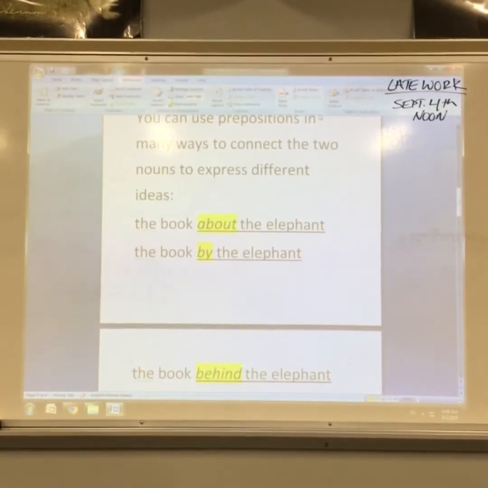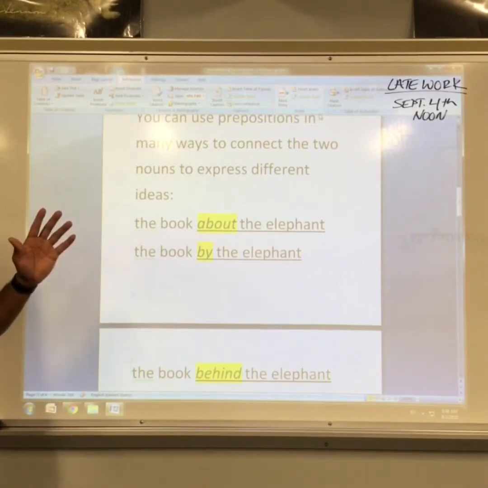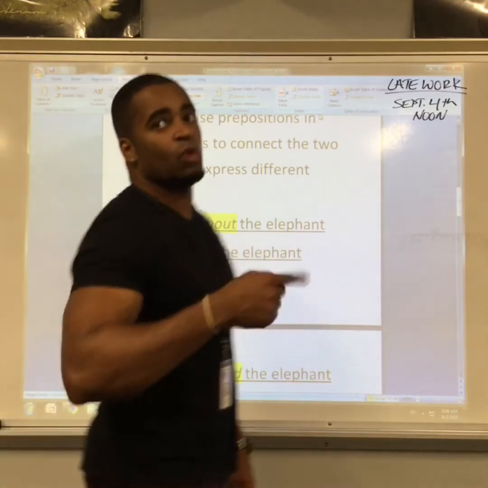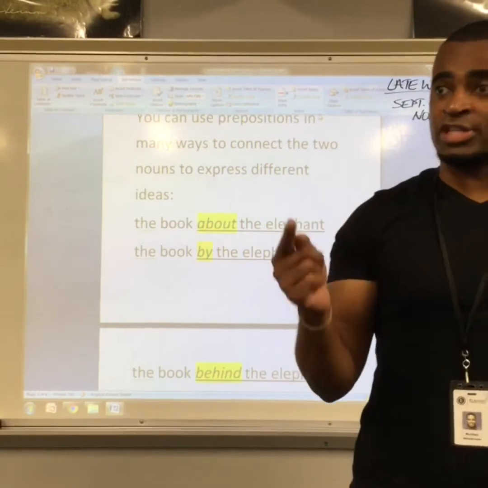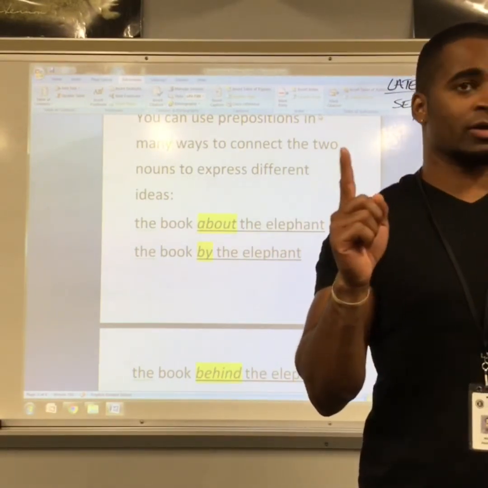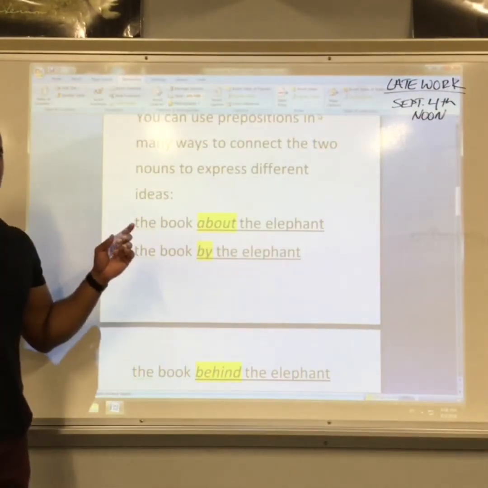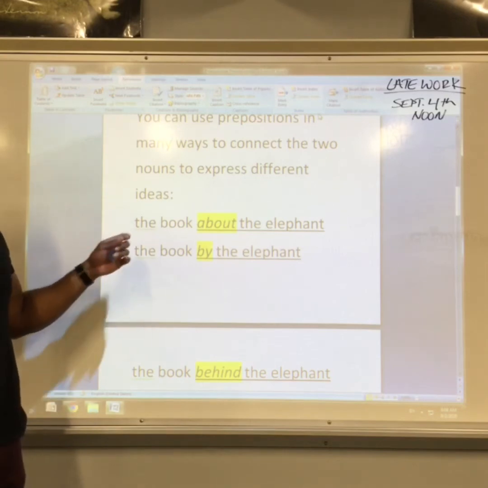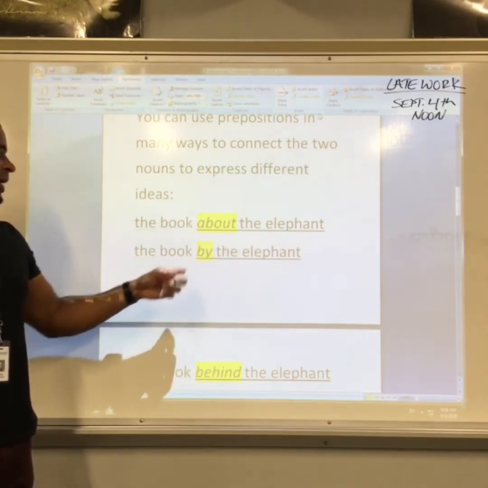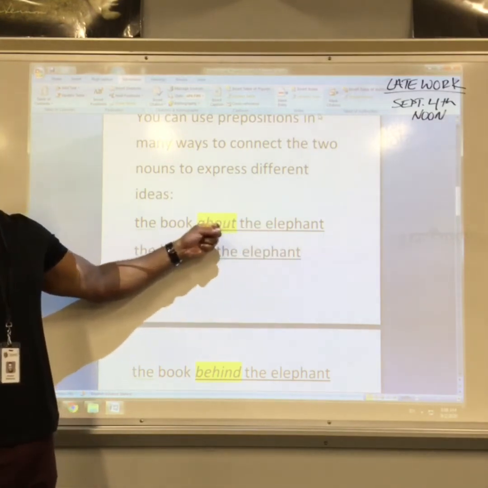Okay, so at the top it says, imagine that you encounter two nouns, elephant and book. You can use the prepositions in a lot of ways to connect the two nouns to express different ideas. So the idea is when we change the preposition, we change the meaning of the relationship between the two words. Understood? So, in our first example, and you don't need to write all of these, if you just have one, that's fine. The book about the elephant. We have our noun book, we have our noun elephant, we have our preposition about.